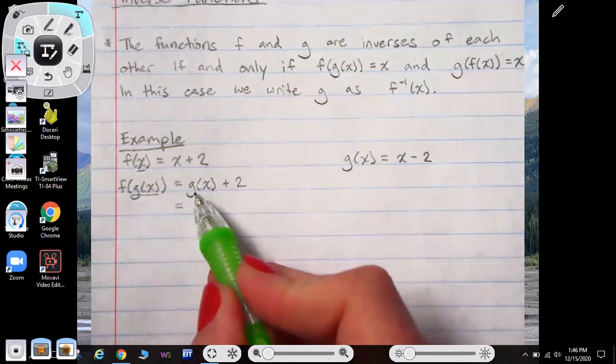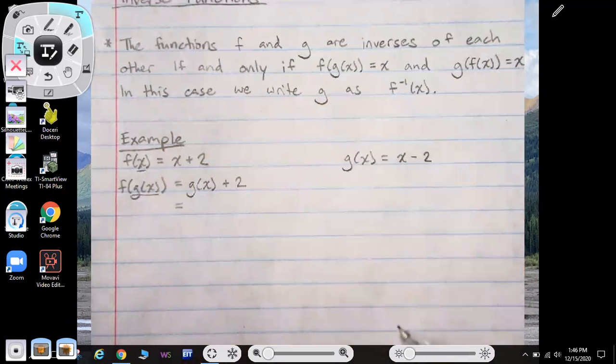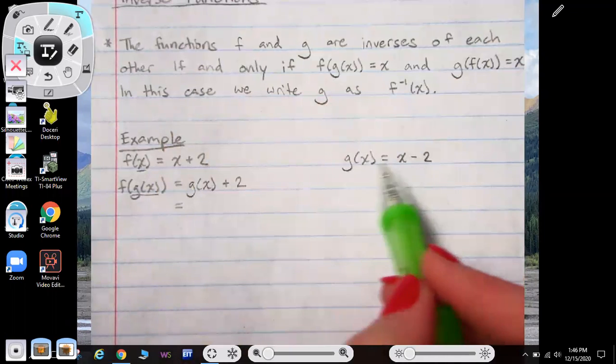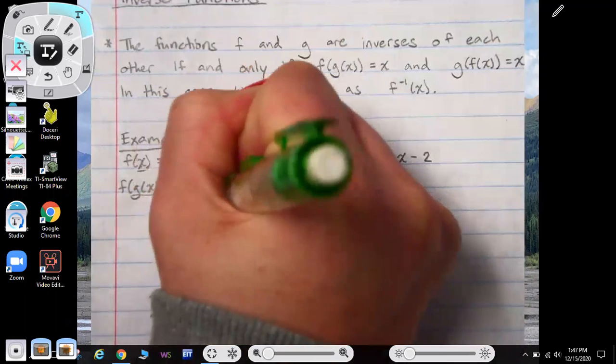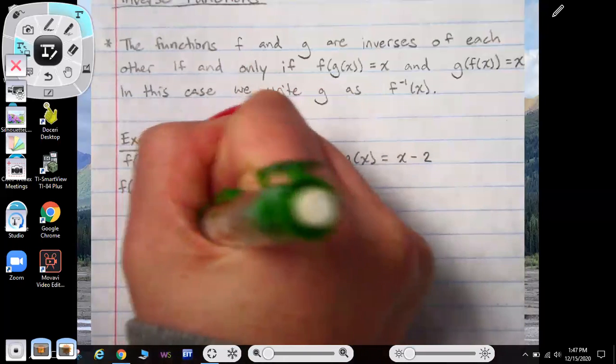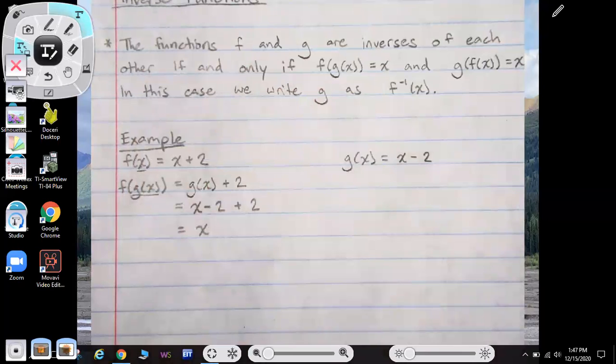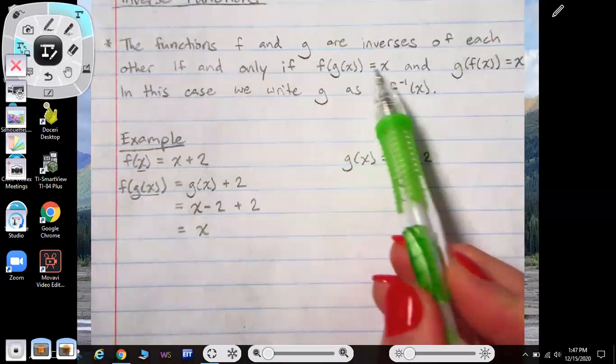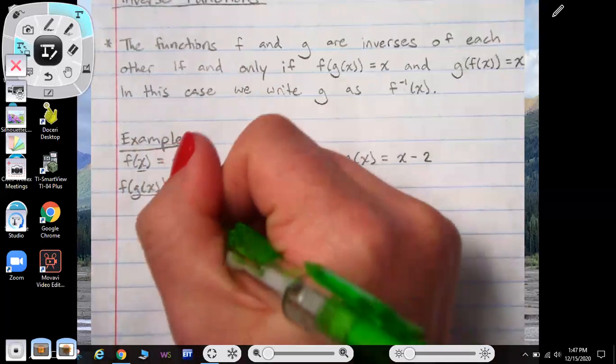We know what g of x is. We're given g of x equals x minus 2. So we're going to replace g of x with what g of x is equal to, which is x minus 2. And then we still have plus 2. Combine like terms, negative 2 plus 2 is 0, so we're just left with x. So if we're just trying to make sure that f of g of x equals x, we did that. It does.